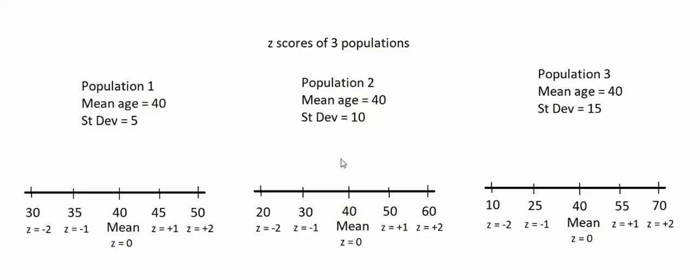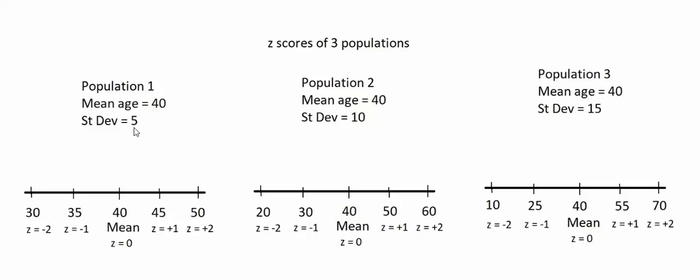So in any population or in any data set, the mean has a z-score of 0. So since this first population has a mean of 40, a 40-year-old has a z-score of 0 because they're right at the mean. Like I said, the mean always has a z-score of 0, no matter what. And if you take the standard deviation of 5 and you go up by 5 from the mean, you get to a person who has a z-score of +1. So in this population, a person who's 5 above the mean would have a z-score of +1. A 45-year-old would have a z-score of +1 in this population.